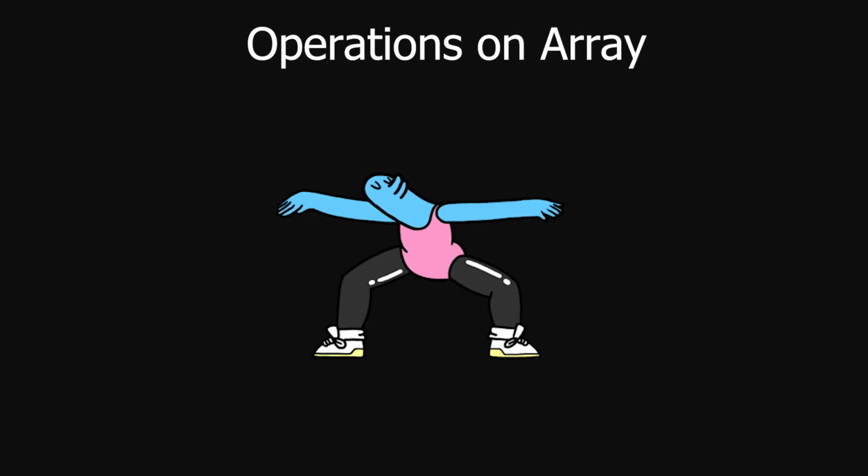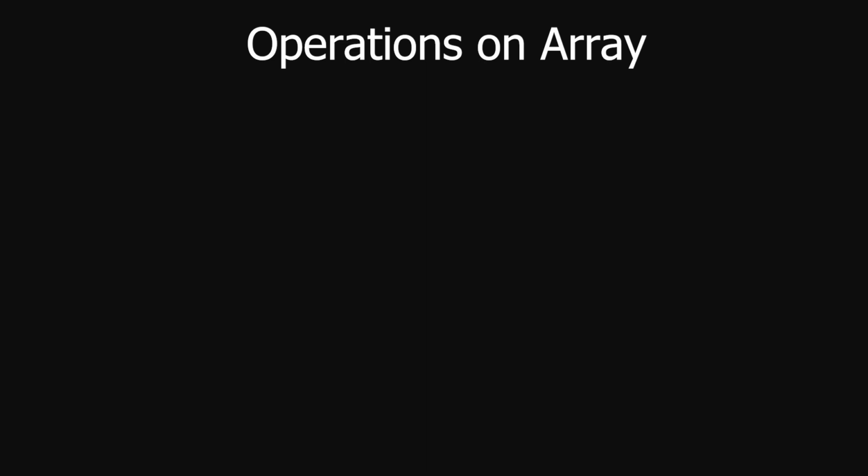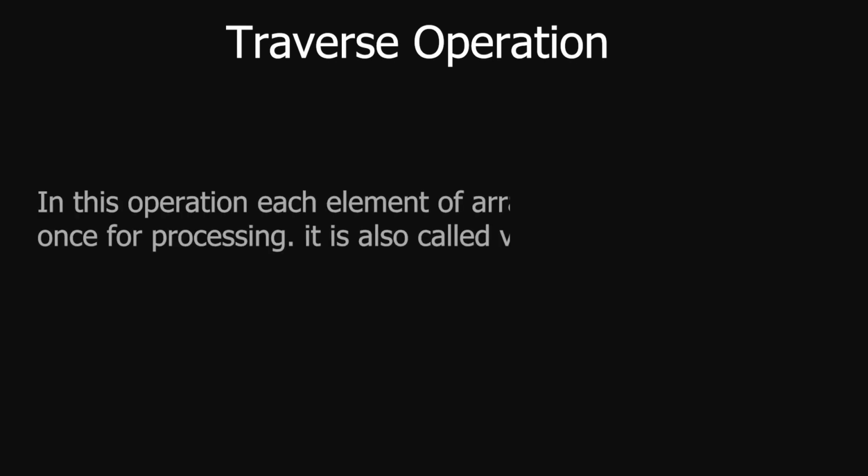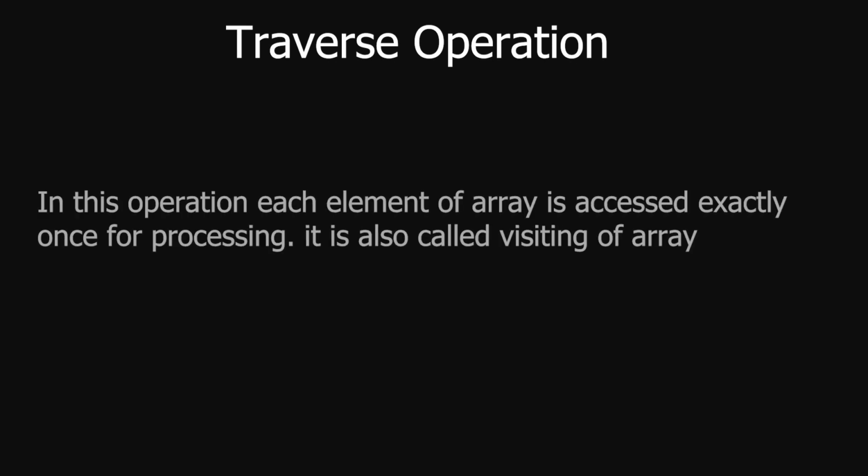Now let's talk about operations on a linear array. We can perform 5 operations on an array, which are traverse, insert, delete, search and sort. First, understand the traversal operation. In this operation, each element of the array is accessed exactly once for processing. It is also called visiting of the array.